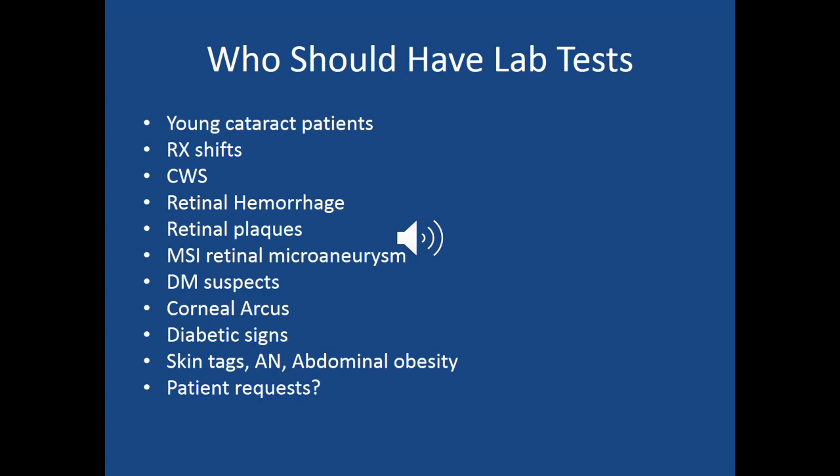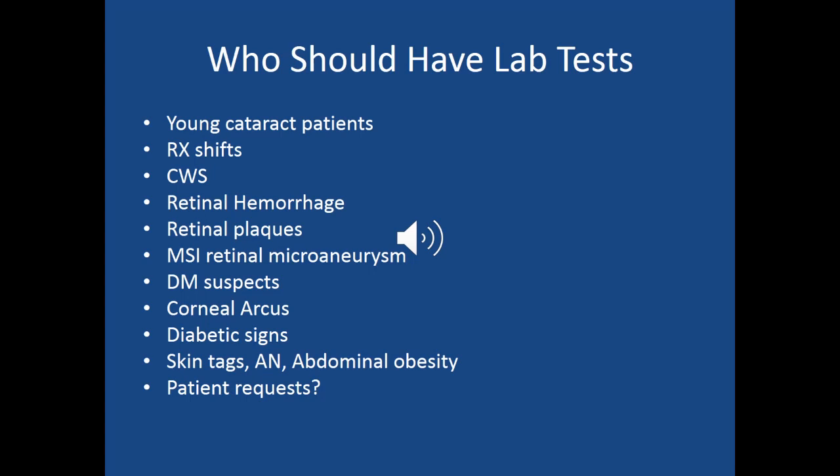Somebody with corneal arcus, this is a little bit of a controversial subject, but I could tell you in clinical practice, since I do a lot of lab tests, patients who have corneal arcus generally have elevated lipids, that they are correlated. People with signs of diabetes, such as skin tags, acanthosis nigricans, when you see pigment in the creases of the skin, abdominal obesity, and sometimes you'll run lab tests and then patients will request if you could write them a lab test.